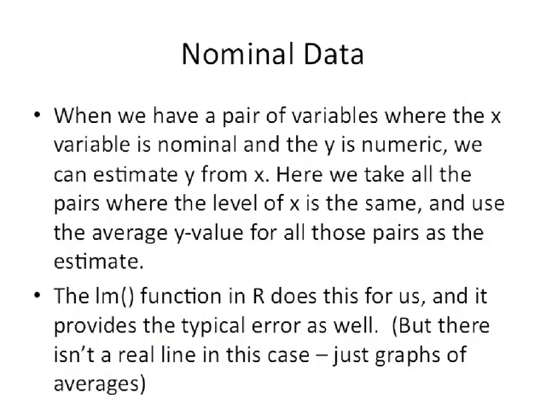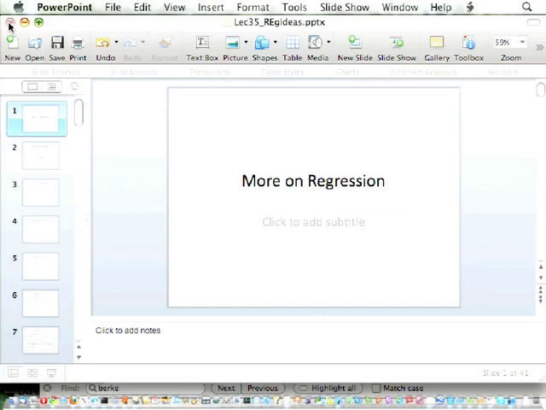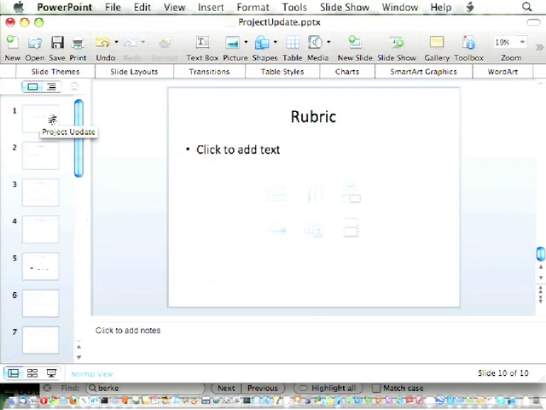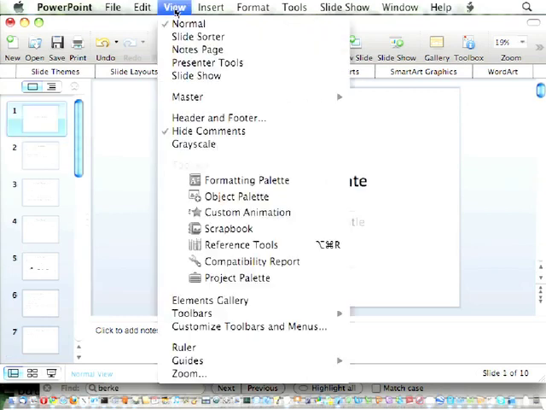And we'll switch over to the project update.